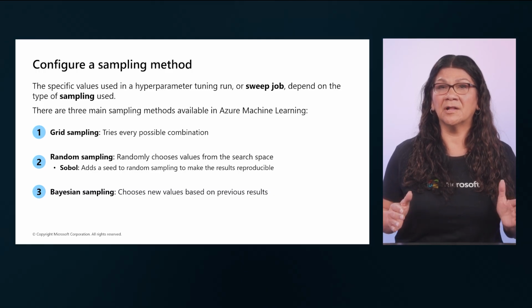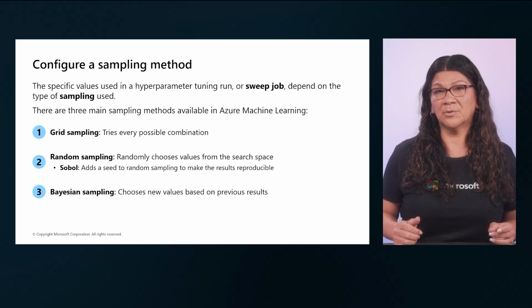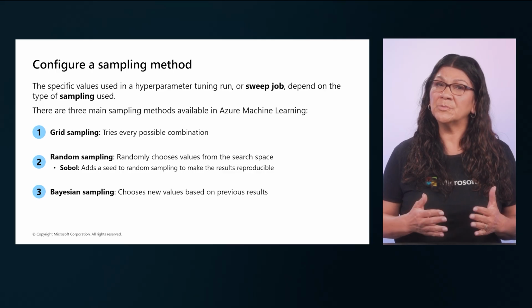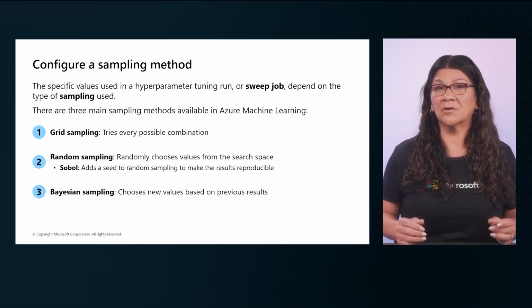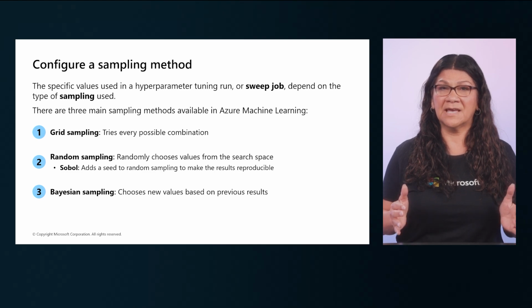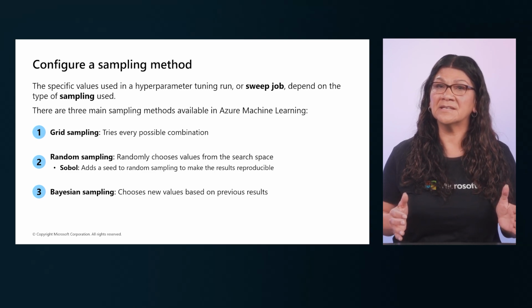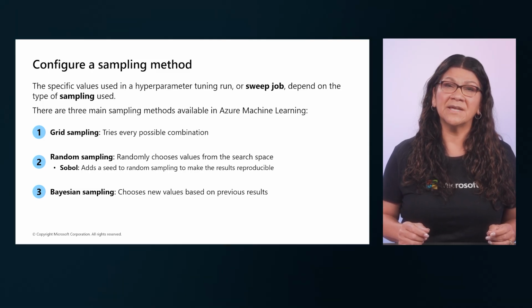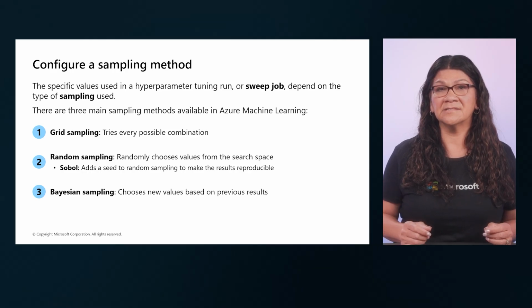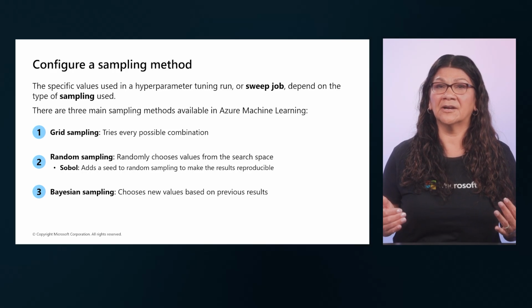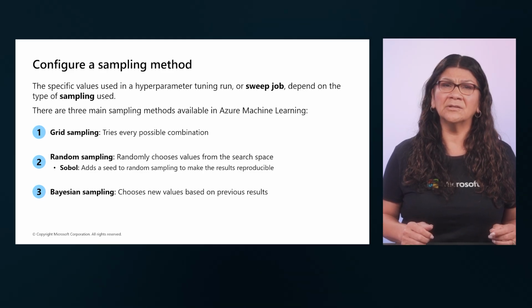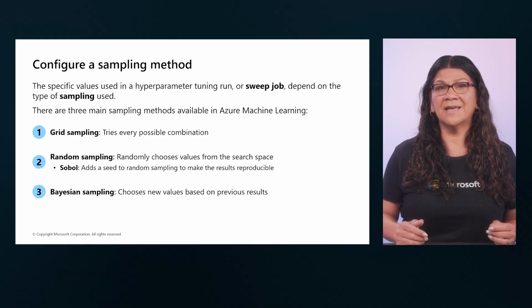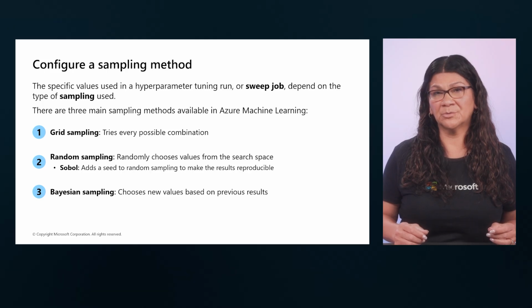Note here that Sobol is a variation of random sampling. It adds a seed so experiments are reproducible and distributes sampled values more evenly across the search space. Bayesian sampling, on the other hand, uses Bayesian optimization to choose new hyperparameter combinations based on performance of earlier trials, focusing the search on areas likely to improve results. It only works with choice, uniform, and QUniform parameter expressions and can't be combined with an early termination policy.